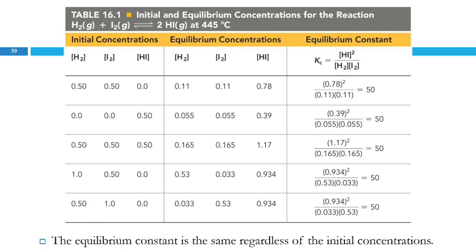Right? So we can try all these different combinations. It doesn't matter what we start with. If we wait for the reaction to come to equilibrium and we plug these concentrations into the expression, we're going to get the same equilibrium constant. Does that make sense?